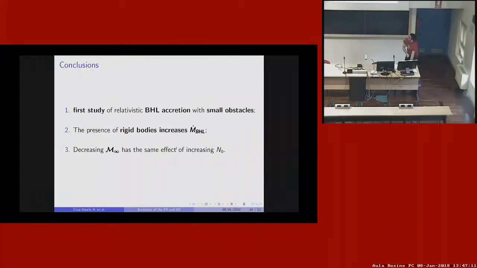So, to conclude, this is an interesting article because it's the first study of Bondi-Hoyle-Littleton accretion in the presence of obstacles. They show that the presence of rigid bodies increases the mass accretion rate, and that the effect of decreasing the Mach number, that means the initial velocity, is equal to the effect of increasing the number of obstacles. So that's all.